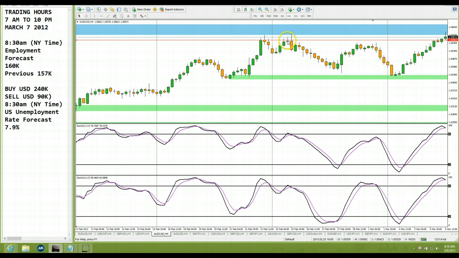But look what happened. We had a false break. This red line here was the resistance level. Price tried to break the resistance level but failed. It closed inside the resistance level. And you would automatically place a sell on the next candle. And there's your trade. Okay.